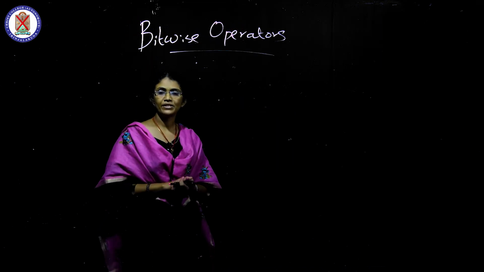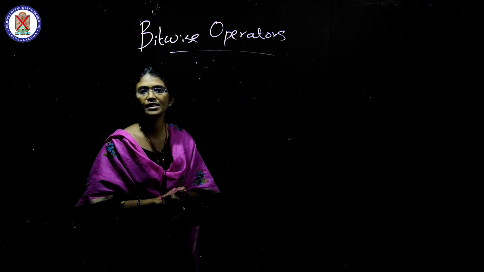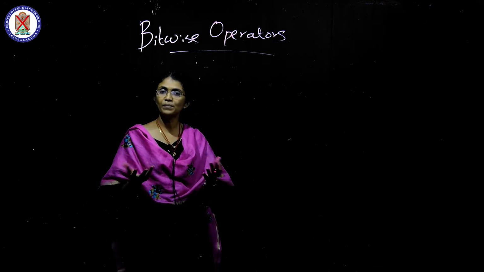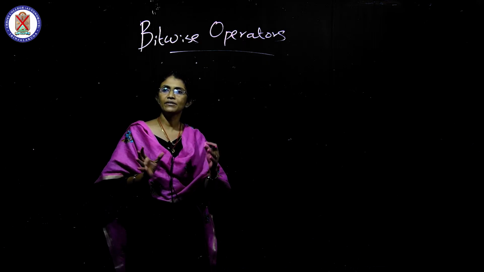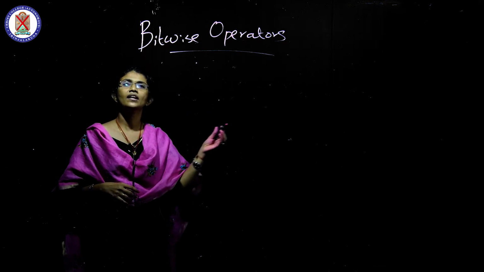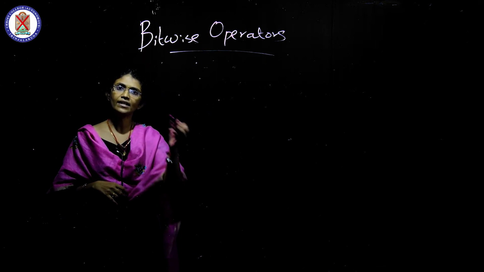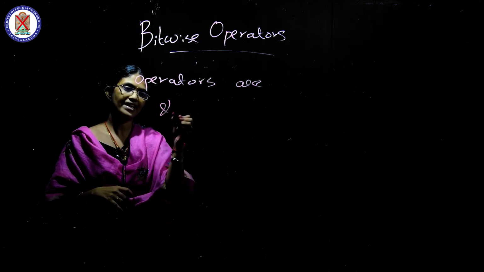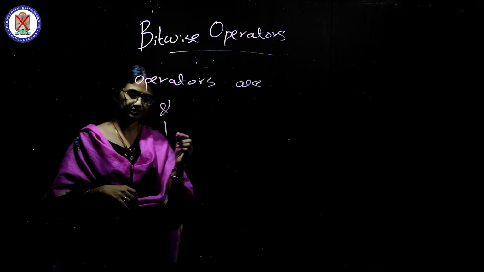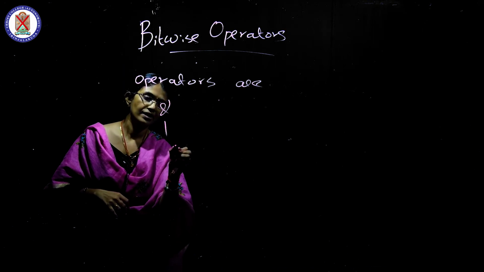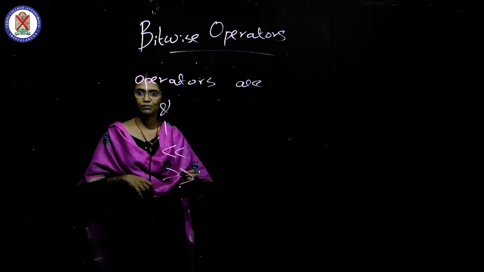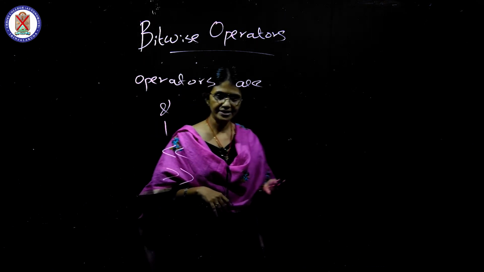Next is the bitwise operator. C supports bitwise operators for performing bitwise operations with bit-size data. The bitwise operators are bitwise AND, bitwise OR, left shift and right shift. These are the bitwise operators. We can see them in detail.